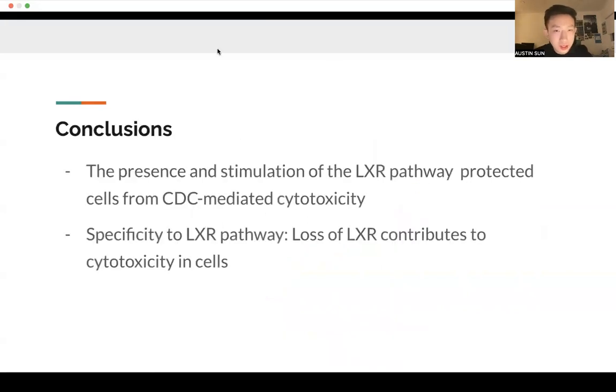Okay, so for our conclusions, our graph has shown us that the presence and stimulation of the LXR pathway seems to protect the cells from the CDCs. And then this effect is also specific to the LXR pathway because, as shown in the graph, once you knock out LXR, there seems to be a high level of cell death regardless of what treatment is given to it.